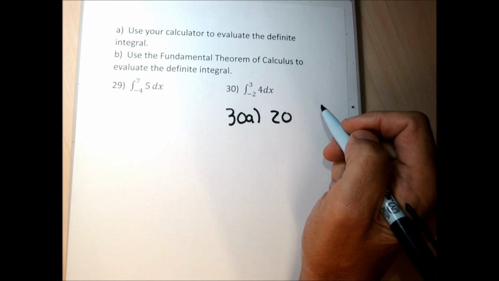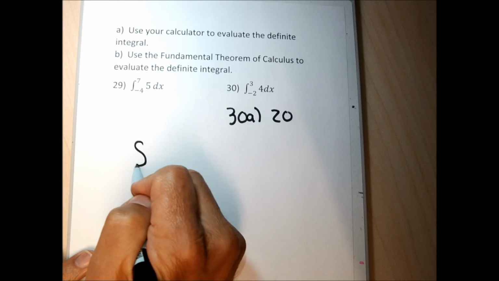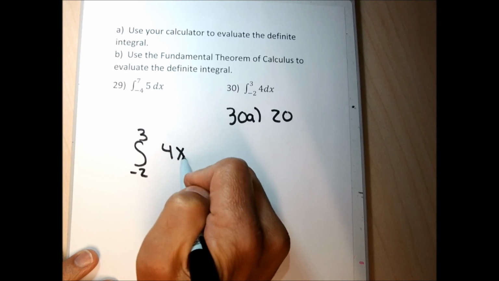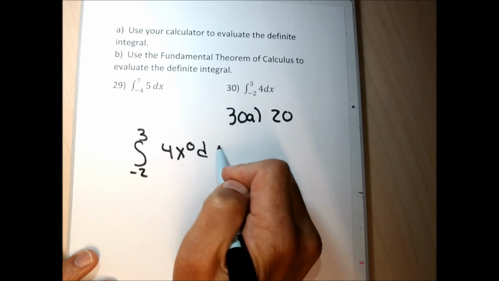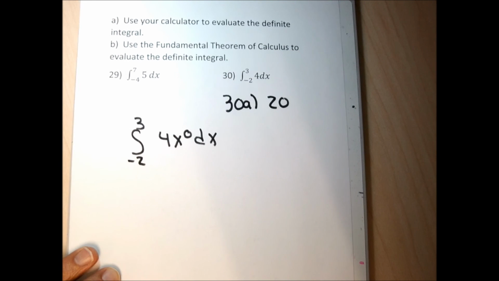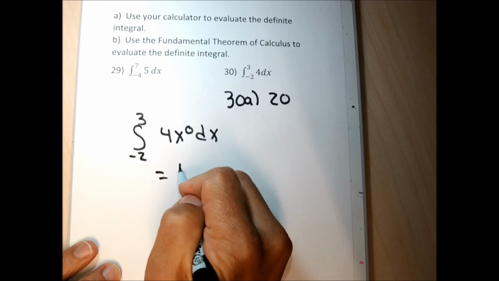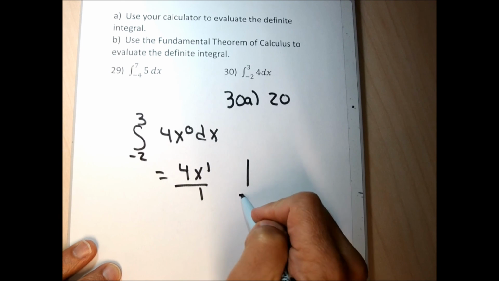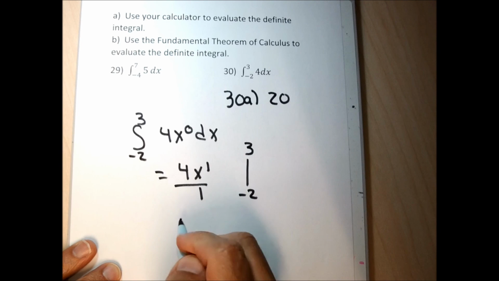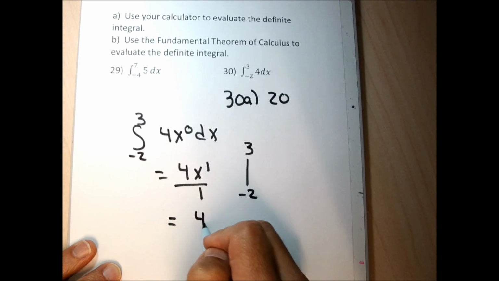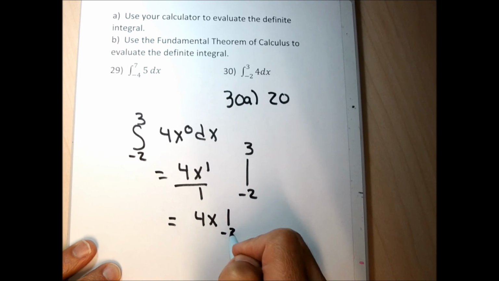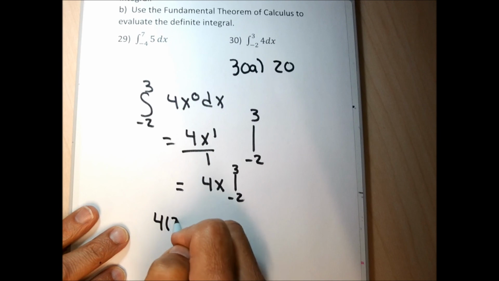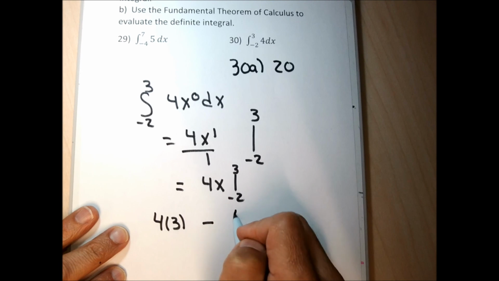To do 30A by hand, I should probably rewrite it with an x, because that 4 doesn't have an x, that doesn't help me. I could make that 4 have an x to the 0. Now I can add 1 to the exponent and divide by the new exponent. I'm going to get 4x to the first over 1. Evaluate it from -2 to 3. 4x to the first over 1 just simplifies to 4x. So now I just need to plug in 3, put a minus sign, and plug in -2.